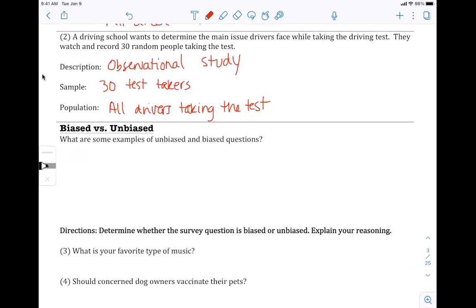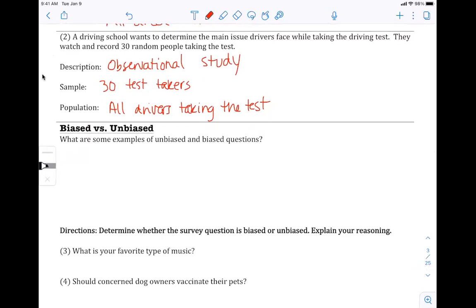When I see that they're watching and recording, that's instantly a signal that this is an observational study. They're not interacting with these people. They're just watching them take the test and seeing what's happening. So the sample is who's taking the test, that would be the 30 test takers.